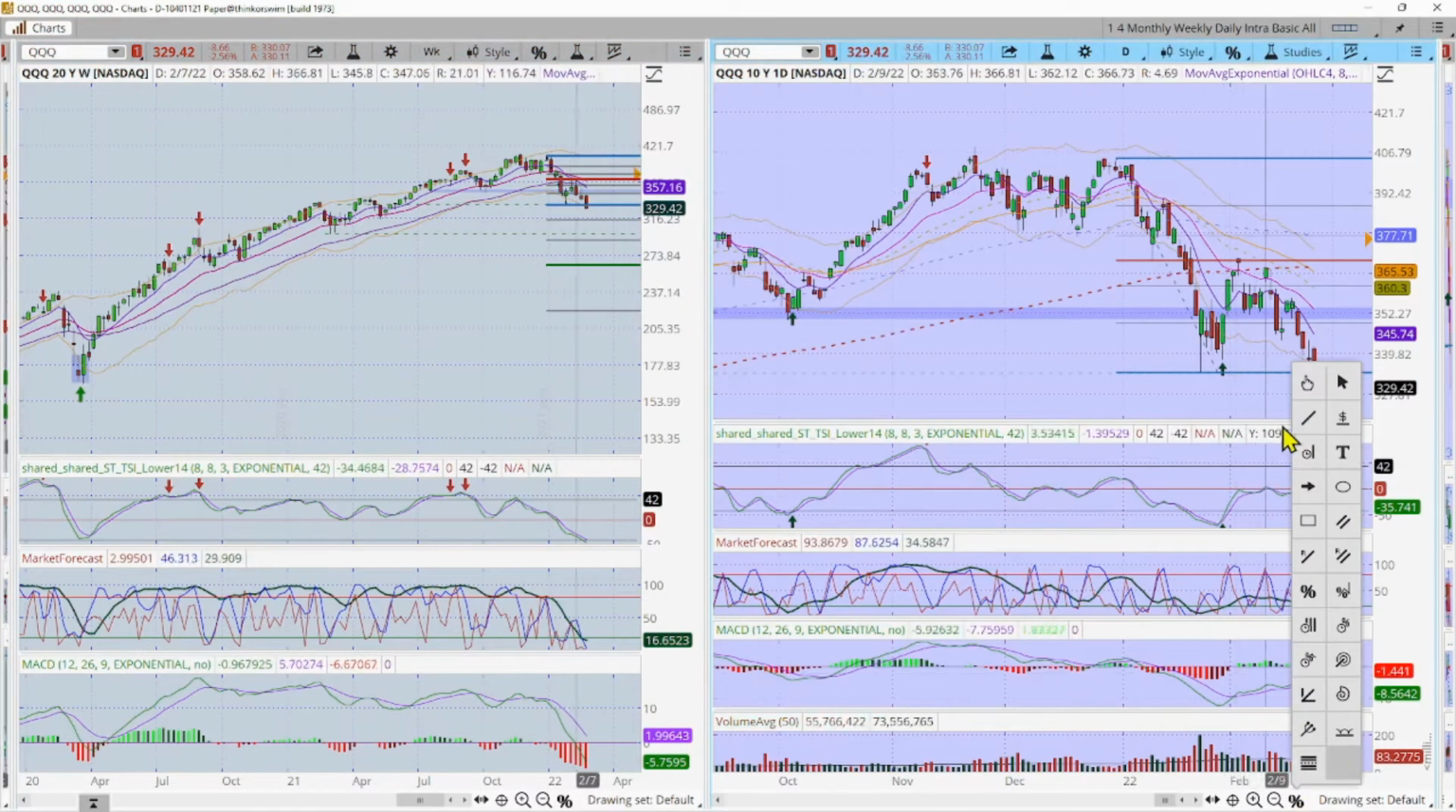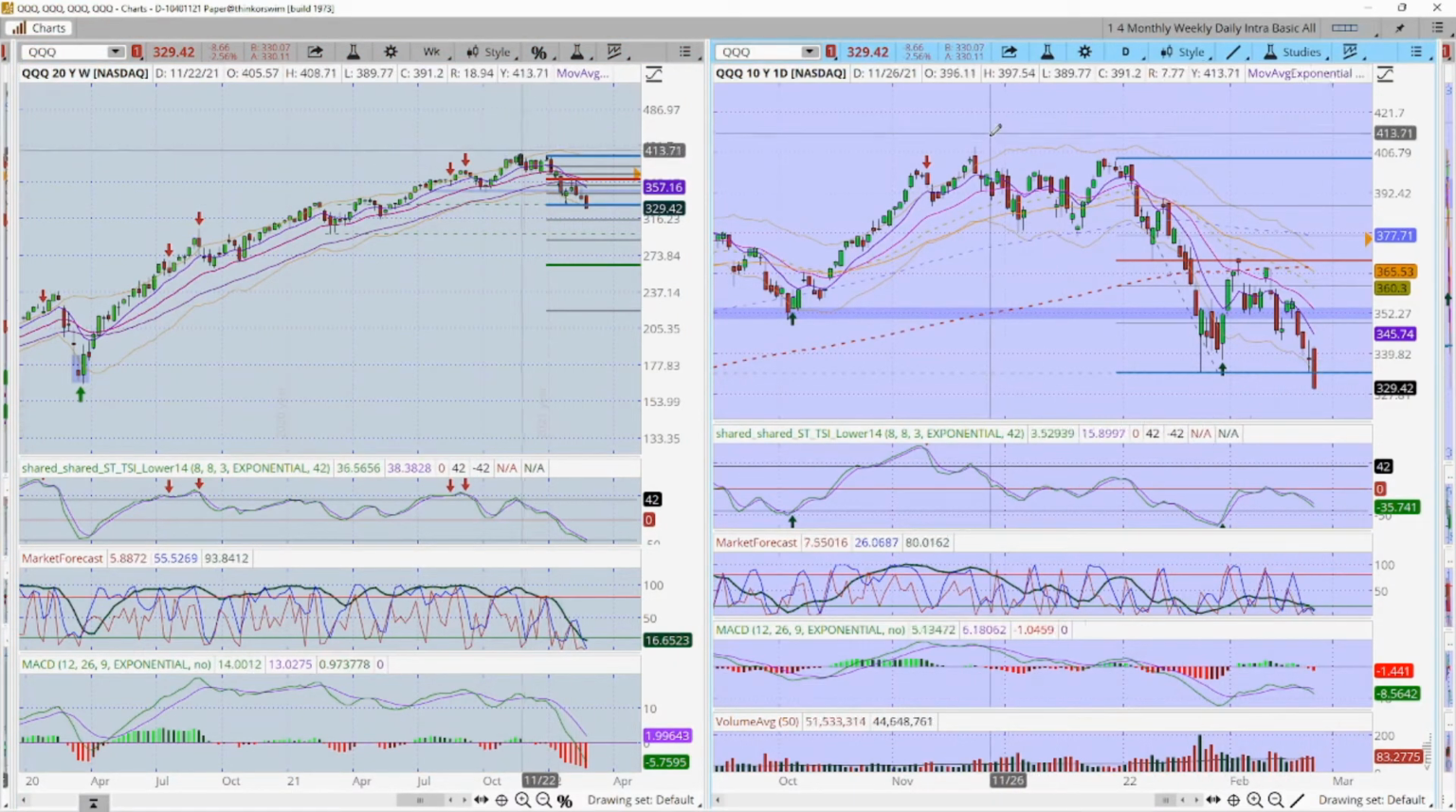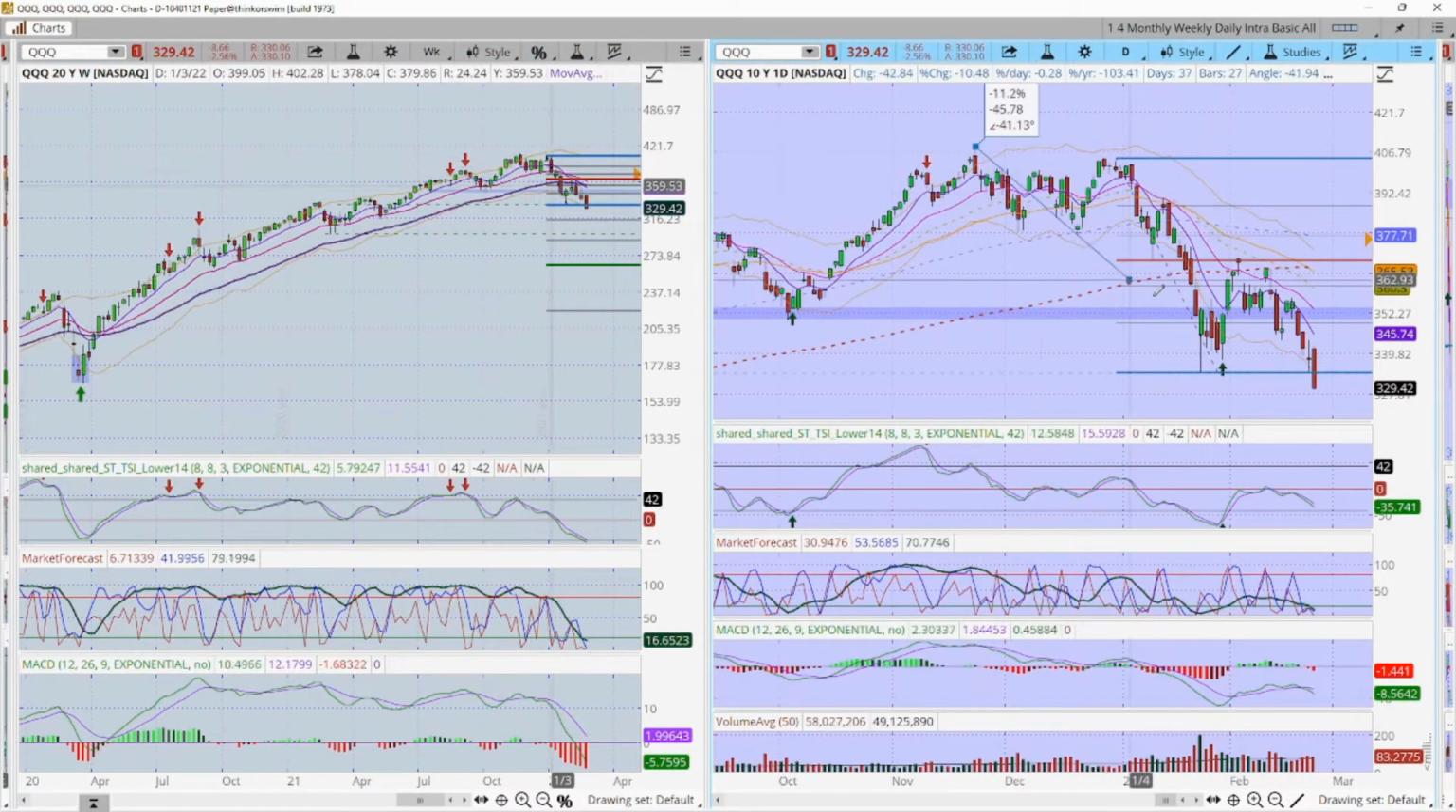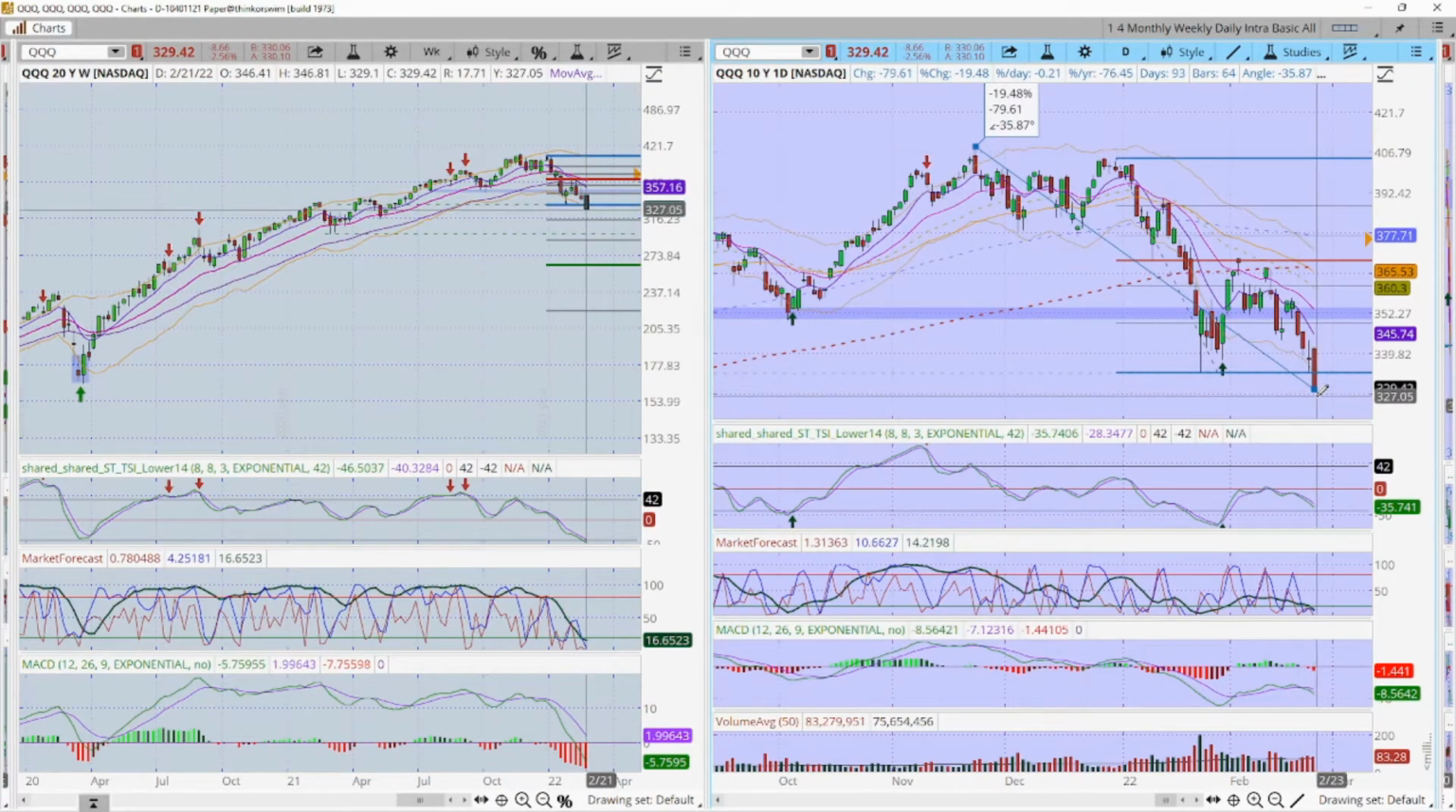What about, as we said, where did we close today? As you can see, we are at 19.48% to the downside. Bear markets start at 20%. So the Qs, like I said, is closer than spitting distance away from a bear market.